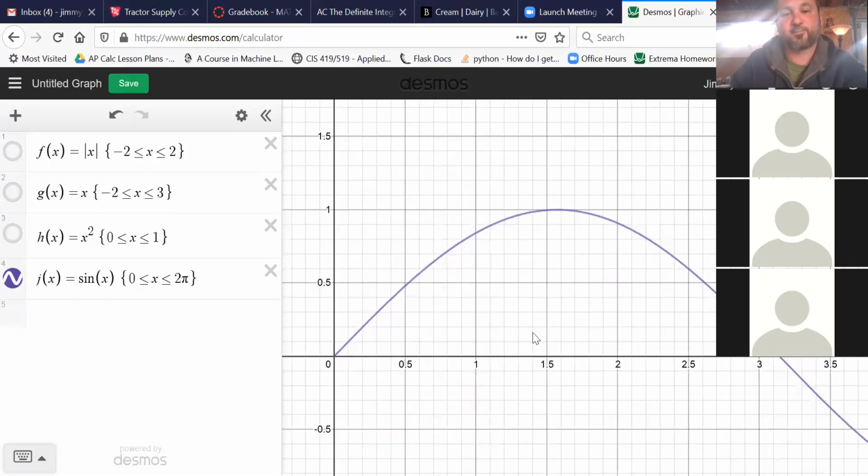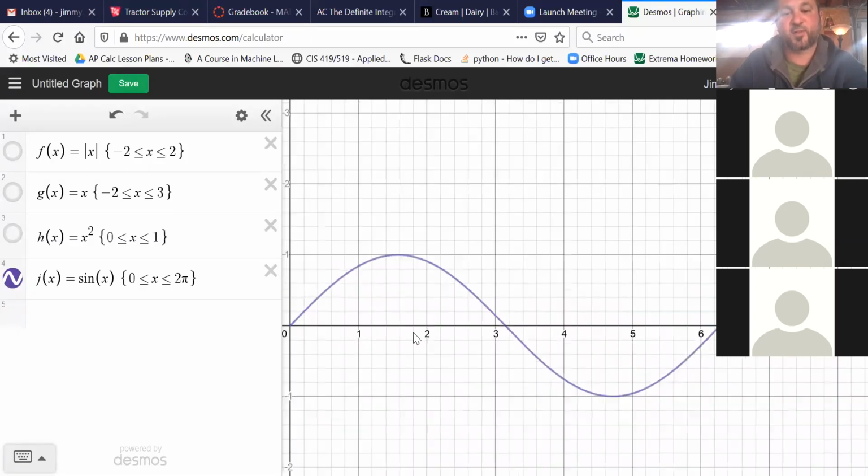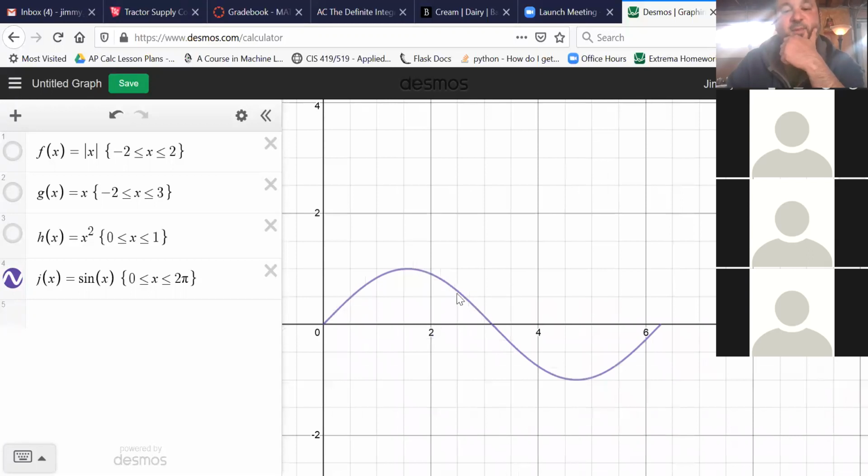Right? So let's just consider that space right there. The area underneath this hump right here is definitely the same area here, right? Except this will be considered positive area because it's above the x-axis, and this will be considered negative area because it's below the x-axis. But they're definitely the same amount of space. I think we can all agree on that.